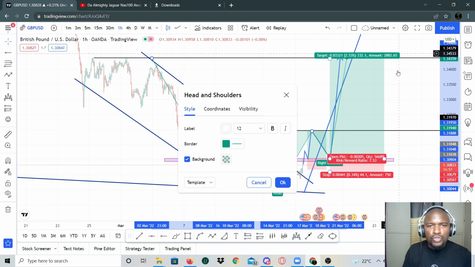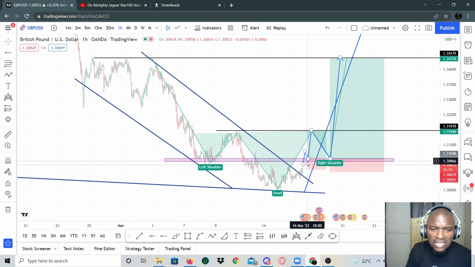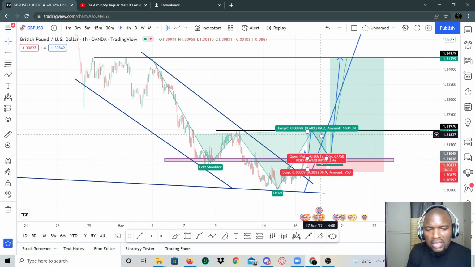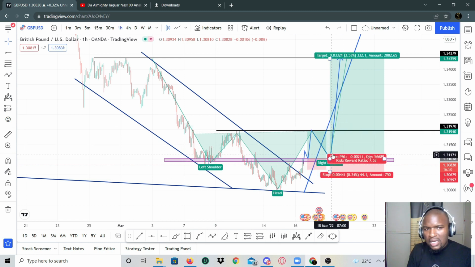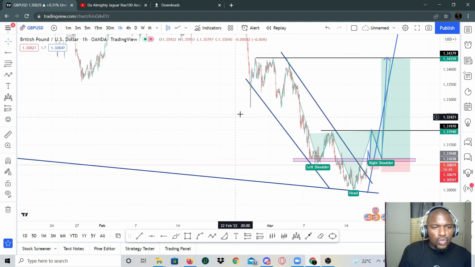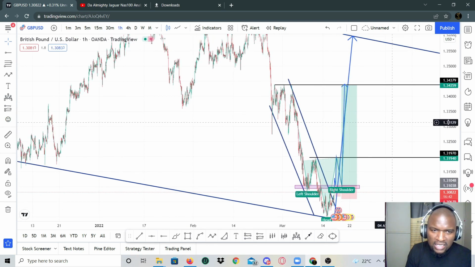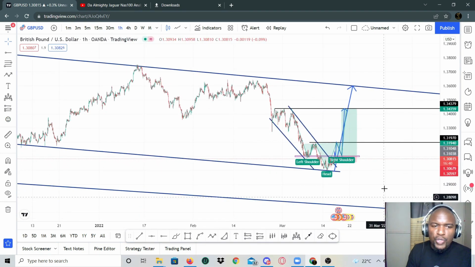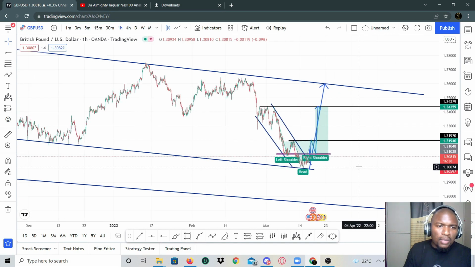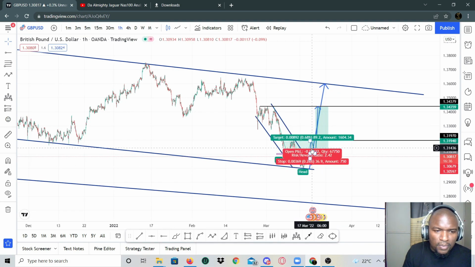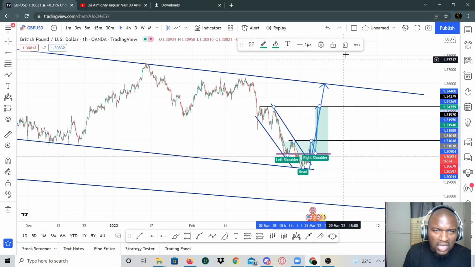We still have two buying opportunities. The first one is this one, and the second one is this one. Where now this one, you can swing it, guys. So this is our beautiful analysis on GBP/USD, where we can capitalize from this pair right here.